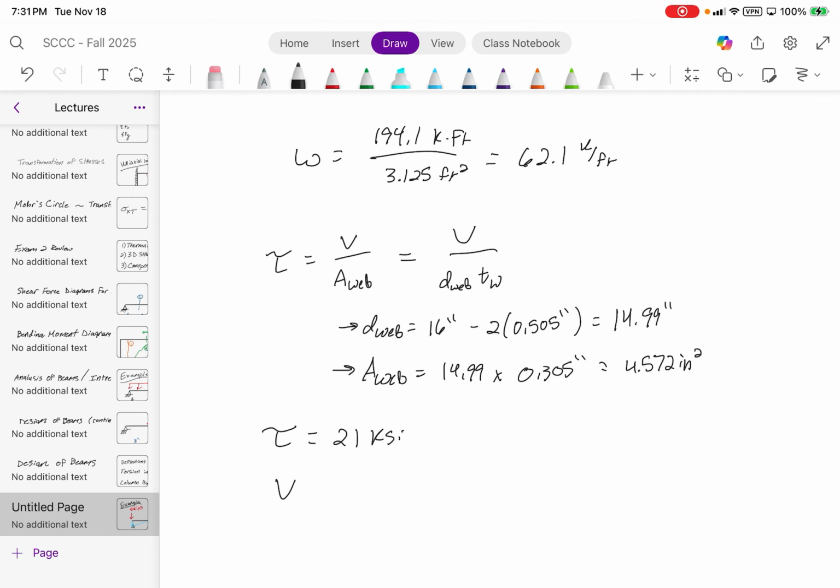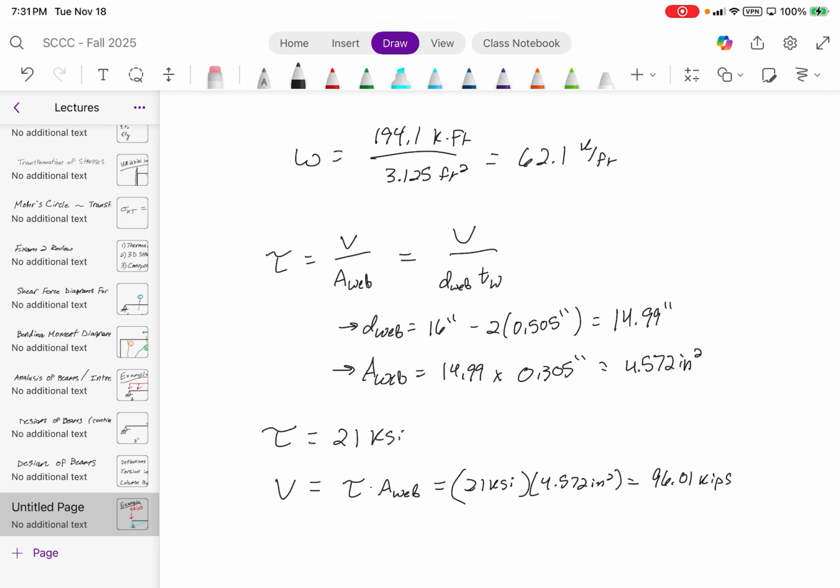Which means that our shear force or shear capacity is just going to be tau times A web. So 21 KSI times the 4.572 inches squared, which gives us 96.01 kips. How did you find tau again? It's on the table. It's just the capacity of your beam.